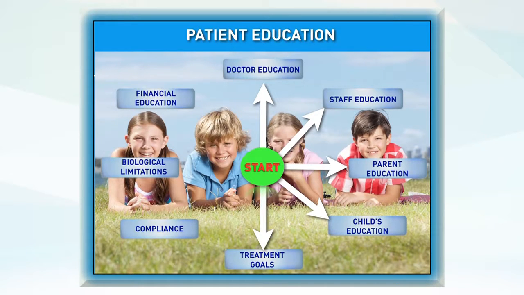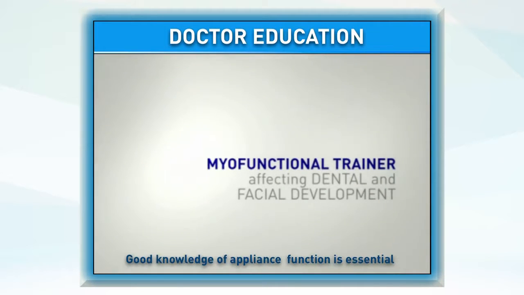You must establish treatment goals. What are you trying to achieve? It's not just about straightening teeth, and you have to get compliance, otherwise this doesn't work. There are biological limitations. You can't make every child look like a movie star, and you have to make sure that's explained well to the parents. Financial education: how do we charge for this? How do we make it financially viable in the practice?